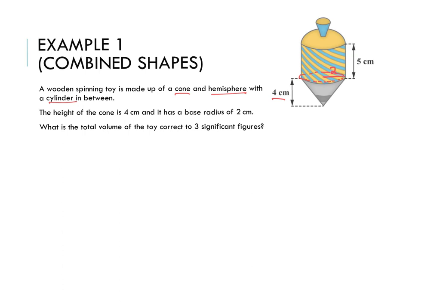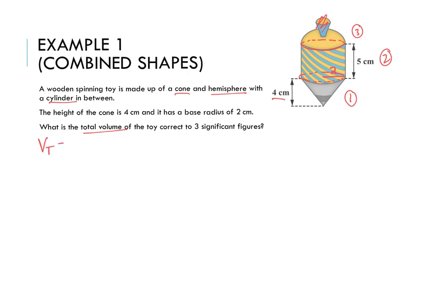Okay, so we have 3 objects connected together to create a toy. We have a cone, a cylinder, and a hemisphere on the top. This little thing is just a decoration. Okay, so we're looking for the total volume.